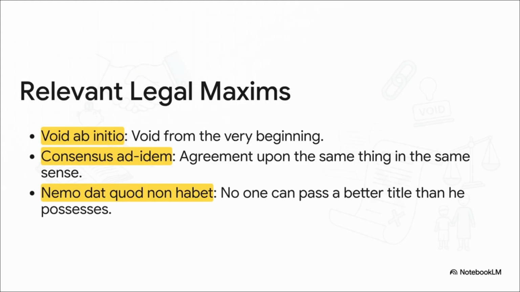To understand the doctrine, we must be familiar with three foundational legal maxims. First, void ab initio, which translates to void from the very beginning. This means the agreement was never legally valid. Second, consensus ad idem, meaning agreement upon the same thing in the same sense. The law presumes a minor lacks the mature judgment for a true meeting of minds. Finally, Nemo dat quod non habet, no one can pass a better title than what he himself possesses.